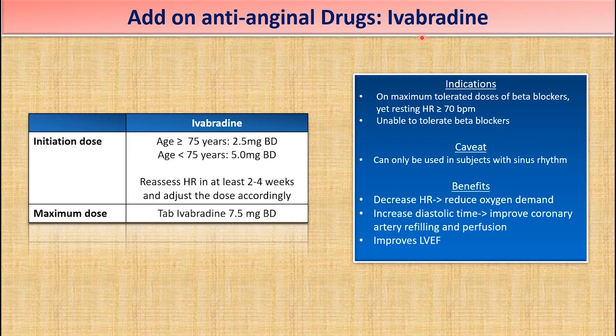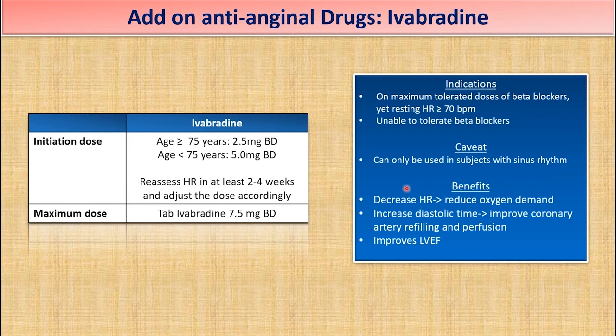The indication for ivabradine is when the patient's heart rate remains uncontrolled despite being on the maximum dose of beta blockers, or when the patient is unable to tolerate beta blockers for any reason, for example because the blood pressure was too low to even start beta blockers. The caveat is that this medication, despite its usefulness in ACS patients, can only be used in patients with sinus rhythm. In other words, patients with underlying AF are not suitable for this medication.